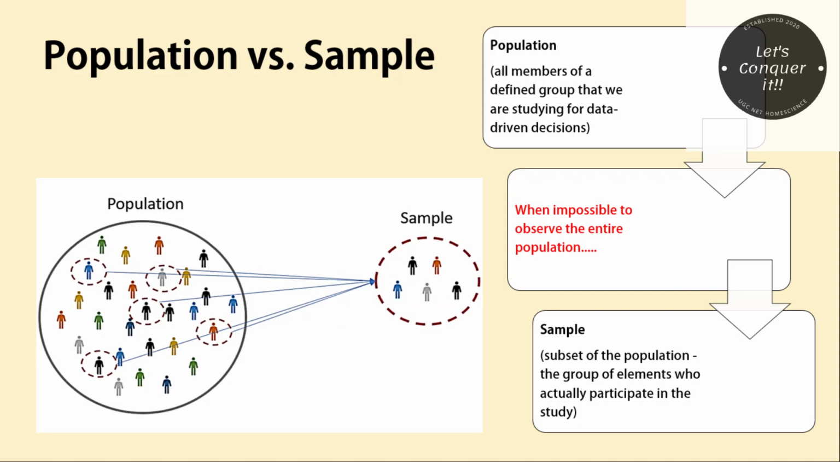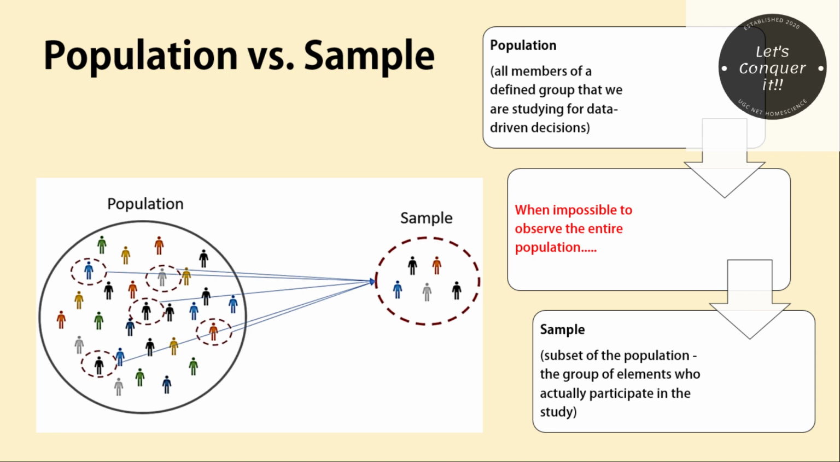In this video, we will see what a population and a sample are. In common language, the word population refers to all the people or inhabitants of a country or region. However, in statistics, population has a very different meaning. In statistics, the word population refers to all the members or elements of a defined group that we are studying.